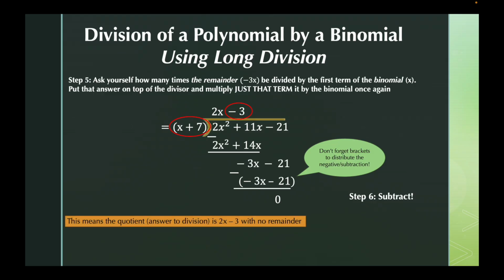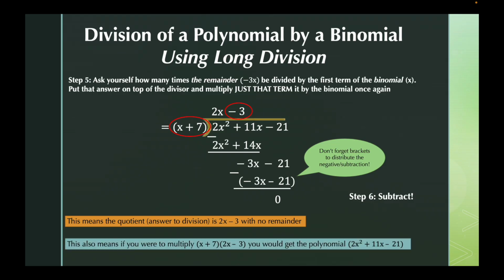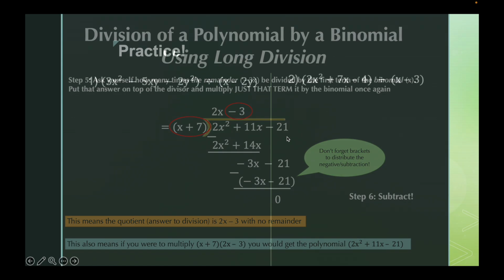This means that the quotient, that's another word you need to know, the word quotient, which is the answer to our long division problem, is 2x minus 3, and we have no remainder. What this also means, if you are somebody who likes to check your work and see if everything is right, if you did 2x minus 3 times x plus 7, in this case that's binomial multiplication, also known as foiling, if you've used the FOIL method, you would get the polynomial 2x squared plus 11x minus 21, which is the dividend that we started with.